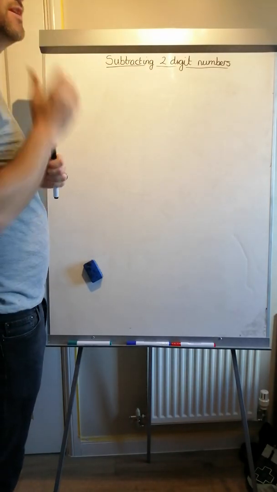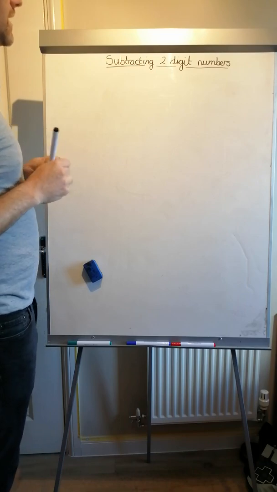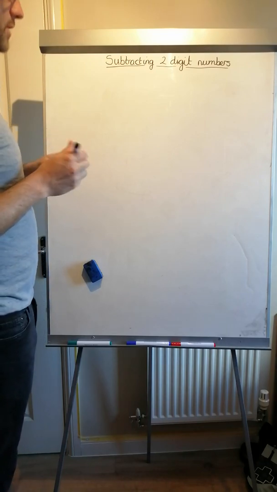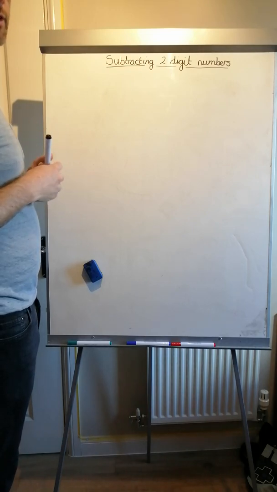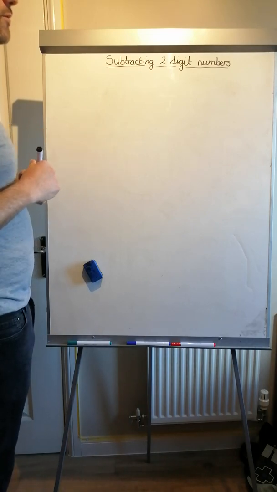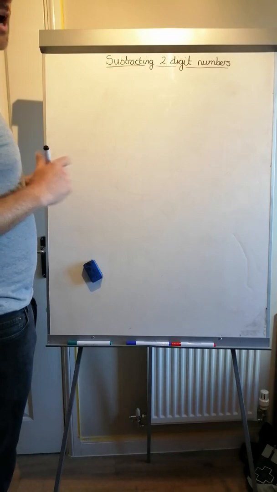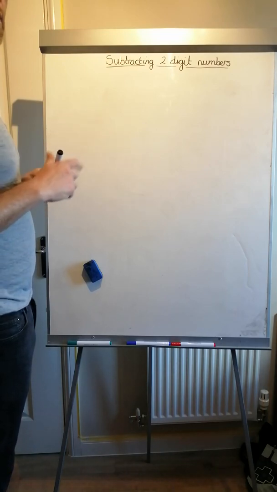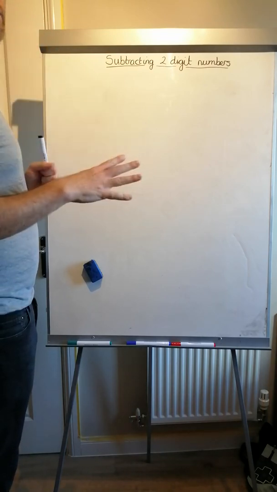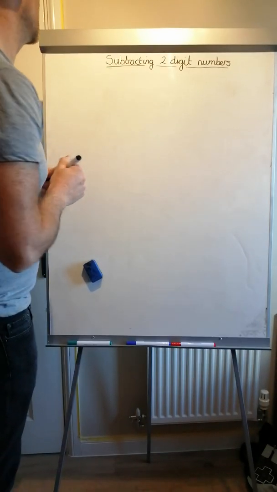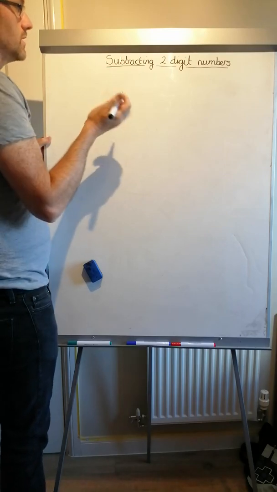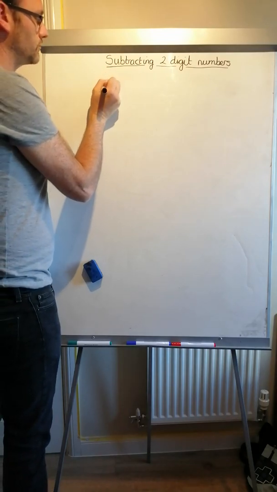Last week was adding two-digit numbers. This week is subtracting two-digit numbers. So just like last week, I started off by showing the partition method and then moving on to column addition. I'm going to do exactly the same this week. So I'm going to start off with using partitioning to solve subtraction, and then we're going to go on to column subtraction as well. So we're going to start off with a nice simple one.